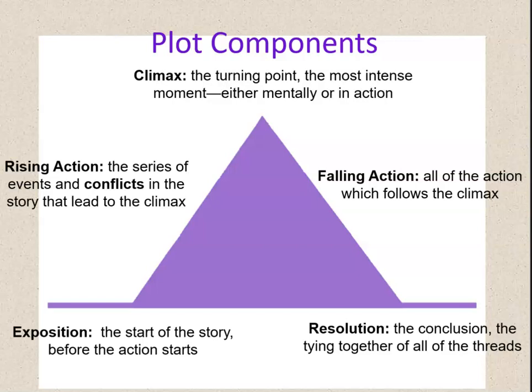Next, we've got plot components. In plot, we've got 5 elements. The first is exposition. And exposition is the start of our story. This is how our story is going to begin. On this peak rising up here, our triangle, we have what's called rising action. And this is a series of events. This is getting into what's actually happening in the novel.